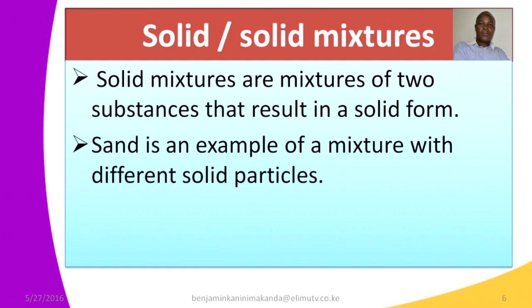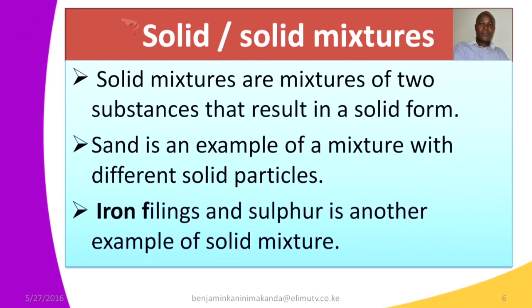A good example is sand. Sand is an example of a mixture with different solid particles. So we're just having an example there. The other example in this case that we can highlight here is iron filings and sulfur. It is another example of solid mixture. Iron filings are gray in color, and sulfur powder is yellow in color. When you mix them, they are in form of solids. They form solids. So these ones, they are classified as solid mixtures.